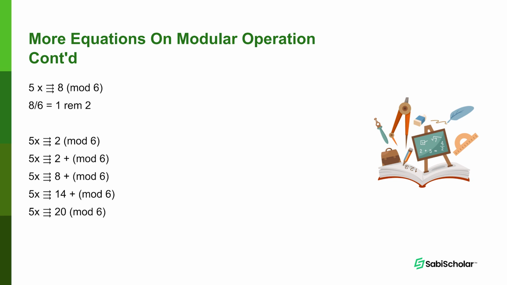So 5x ≡ 20, and when we divide both sides by 5, we get x = 20/5. So x = 4. 4 will be our solution.